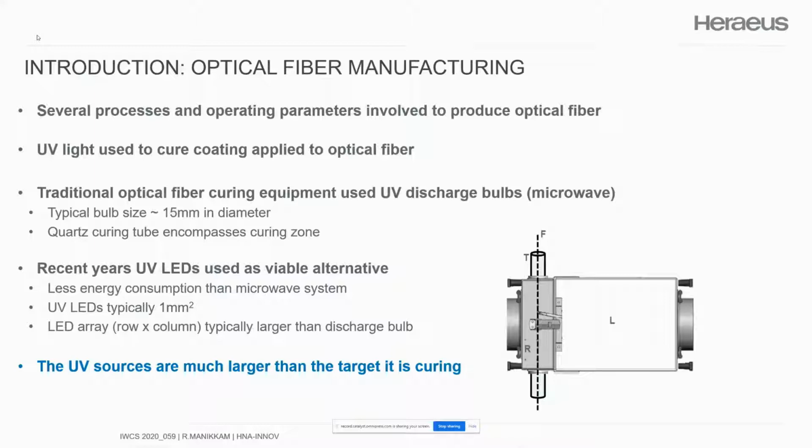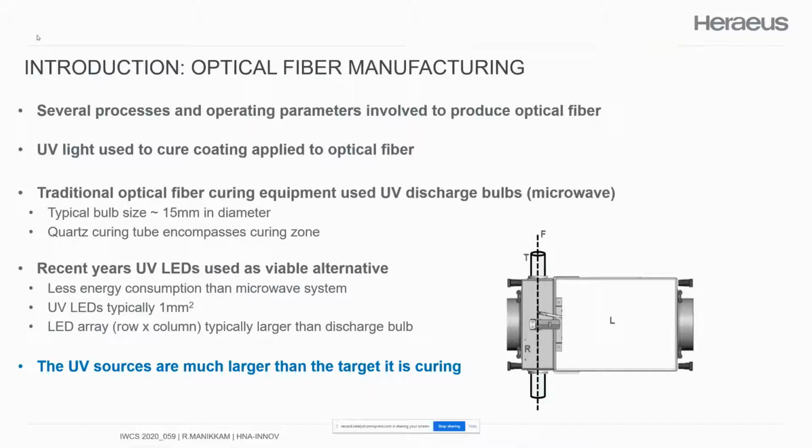Traditionally, for several decades, optical fiber curing equipment that has been used is what I'd refer to as discharge bulbs, or also called microwave lamps. And the diagram there at the bottom right of your screen illustrates a typical setup for one of these microwave lamps. You have the dotted line there indicating where the fiber is or how the fiber is being drawn in an optical fiber manufacturing plant. It passes through a quartz tube, which I'll refer to as the curing tube, and it's labeled in this diagram as T. Inside that tube is kind of the cure zone.